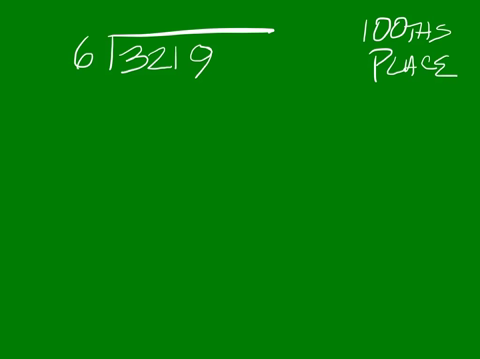On the practice problem, 6 will not go into 3, so it must go into 32. It goes into 32 5 times, which is 30. Subtract to get 2. Bring down the 1.